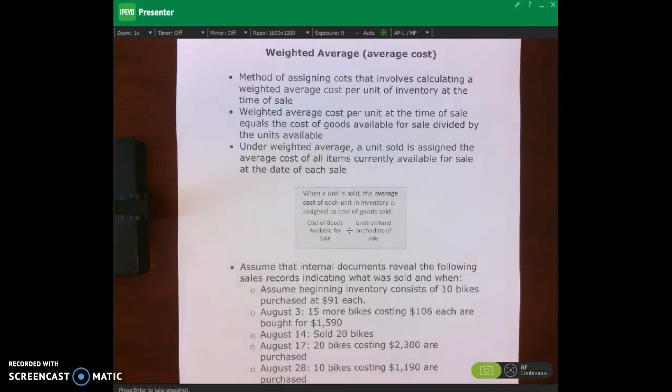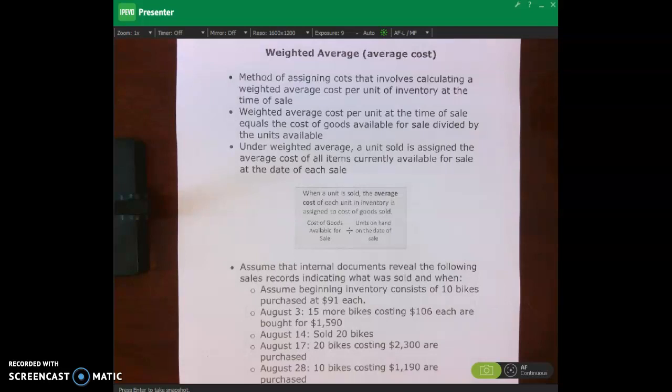Hello and welcome. In this lecture video, I'm going to be talking about weighted average, which is the fourth inventory costing method. And I'll also talk about financial statement effects of costing methods, okay? I'm on page 126 of your course pack.